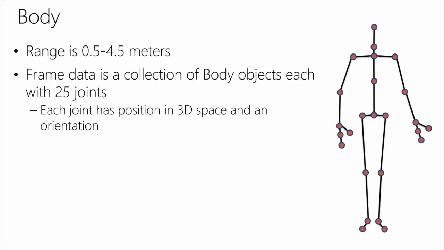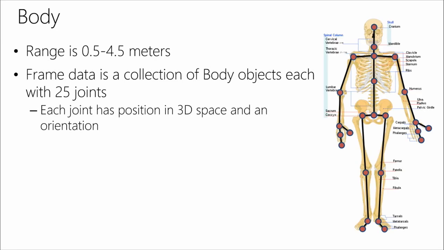Yep. So each body has a joints collection. It's got 25 different joints, and as Ben said earlier, we know if they're tracked or if they're inferred, and our visualizations handle them differently. Depending on how your code is handled, you may or may not want to treat inferred joints the same as tracked joints. But each joint has a position in 3D space.